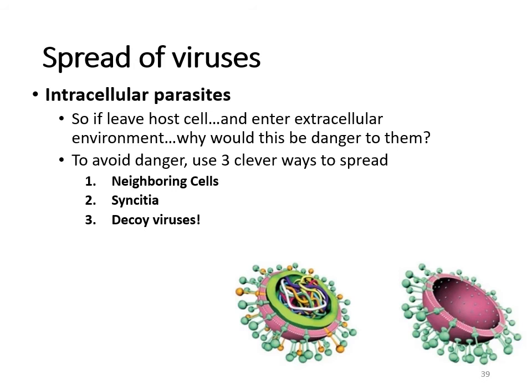Okay, so make sure you're comfortable knowing the 3 different ways that a virus can get by your immune system. Okay, neighboring cells, syncytia, and decoy viruses, and know exactly what those terms mean.